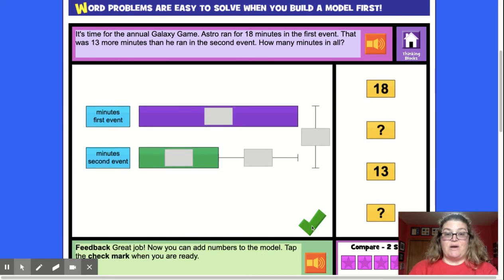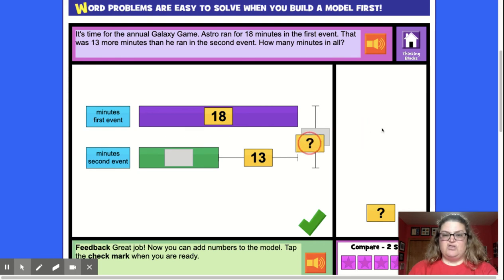All right, going back to our question, Astro ran 18 minutes in the first event. Here's the first event. That must mean we're going to put 18 right here. That was 13 more minutes than he ran in the second event. We don't know how many minutes he ran in the second event. We just know it was 13 more. He took the second event plus 13 more to meet the first event. We also don't know how many minutes he ran altogether. So I think our question marks go here.